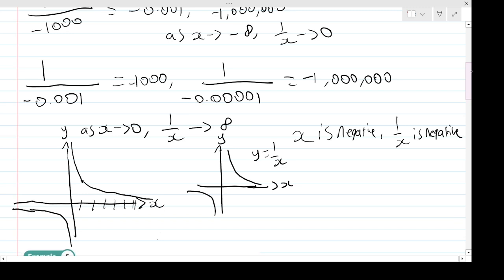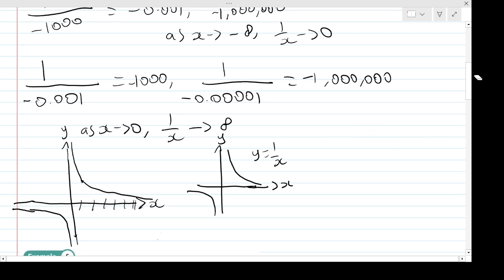So that gives us the idea of infinity and negative infinity. So if it's on the right side here, it goes from positive infinity, right? So it goes downwards. But then if it's on the left side of x here, then it's going to negative infinity. Okay, because we get negative values, right? Anyway, so that's a reciprocal graph.